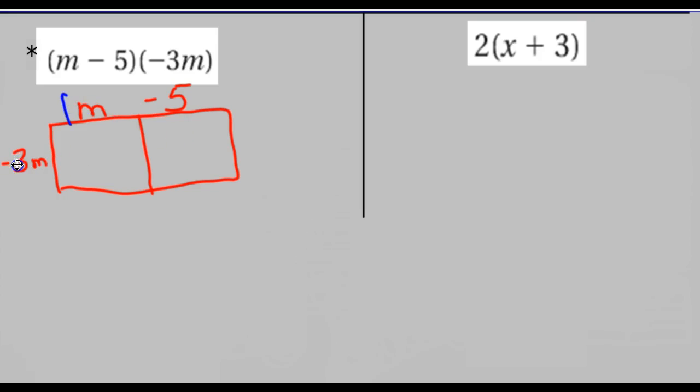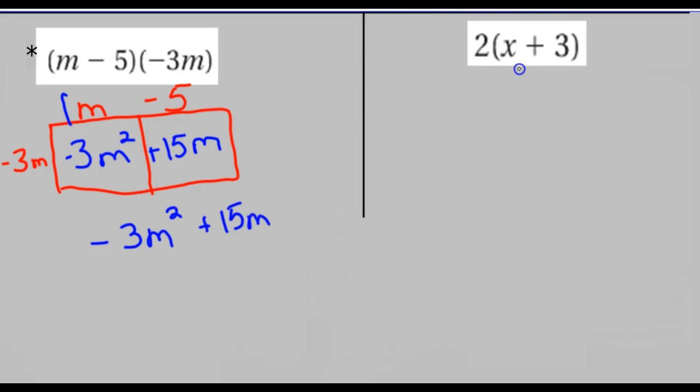So first of all, we're going to look at the coefficients, or the ones in front. Negative 3 times 1 is negative 3. M times m is m squared. And negative 3m times negative 5. Well, negative 3 times negative 5, two negatives make a positive. 3 times 5 is 15. And we're going to add our m. So our new expression is going to be negative 3m squared plus 15m.